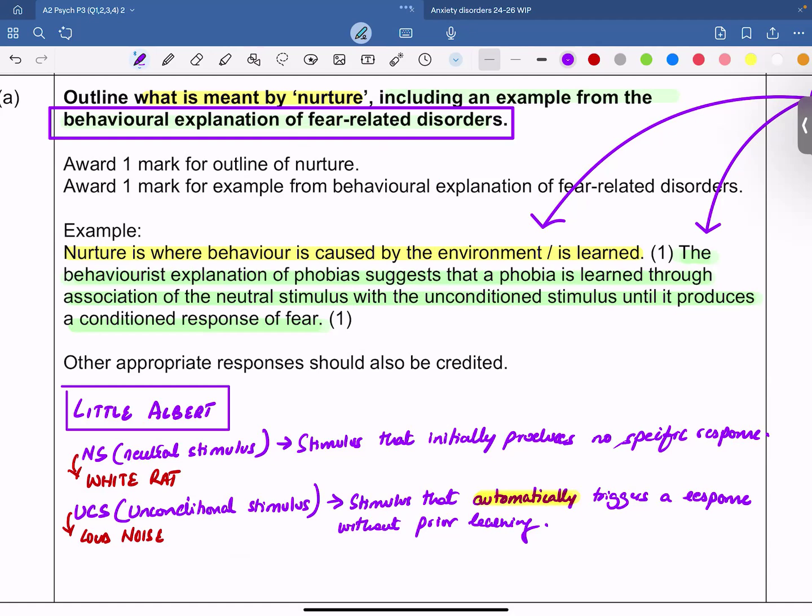Now, I'm just writing this here in case you want to put it down on paper: the conditioned stimulus.